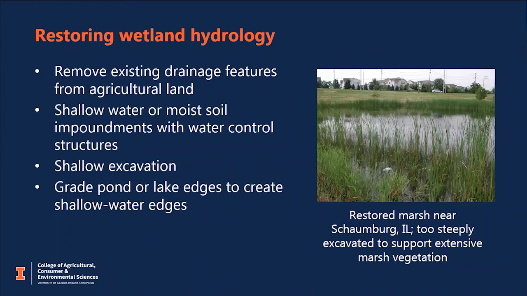In some cases, wetlands can be restored along existing edges of ponds or lakes by shallowly grading the banks to create a shelf on which marsh vegetation might be established.